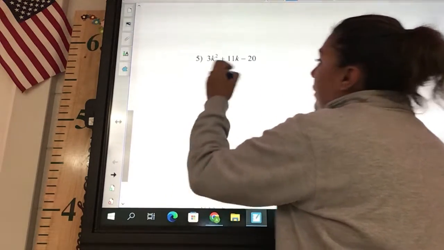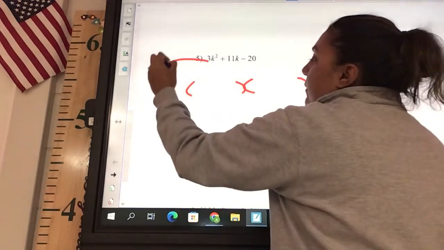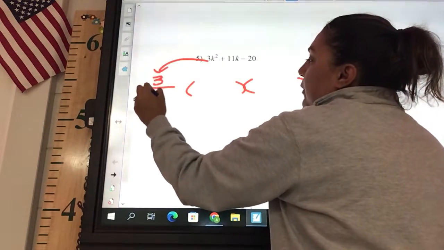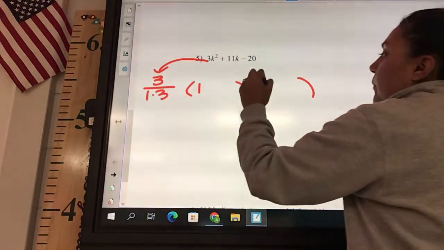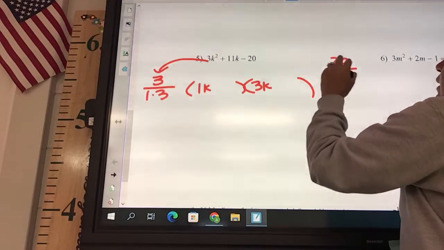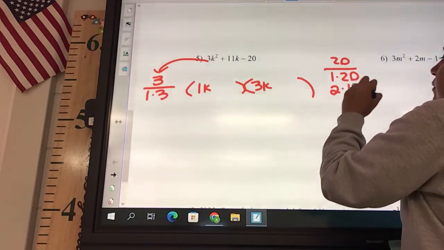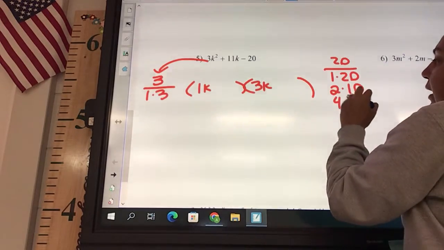Okay, 5. 5's gonna be a little longer because we got a 20 there. So draw your parentheses. We find our factors of 3. Well, it's only 1 and 3, and we got K and K. For 20, I got 1 and 20, 2 and 10, 4 and 5.